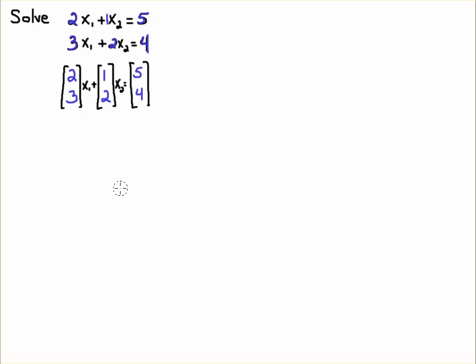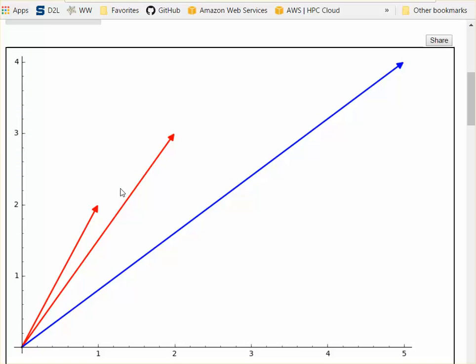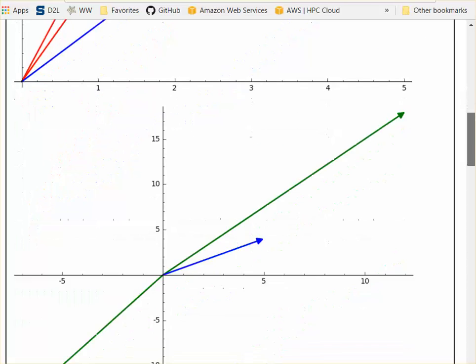Geometrically, here's the vector 1, 2, here's the vector 2, 3, and here's the vector 5, 4. Remember from the parallelogram law, these vectors make a parallelogram. But we want this vector to be the diagonal of that parallelogram, and it's not going to be unless we somehow rescale and alter these vectors. So we're going to rescale and change their direction. We're going to make this vector longer, change the direction of this vector, and get an image that looks like this.